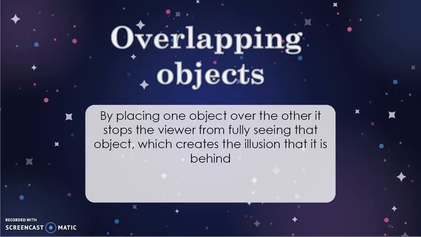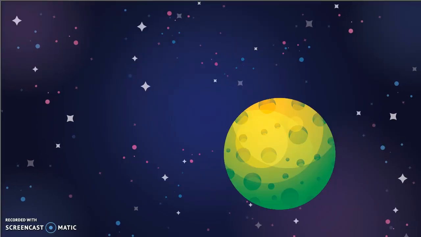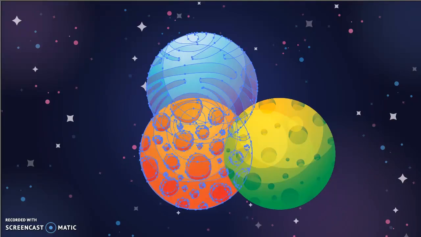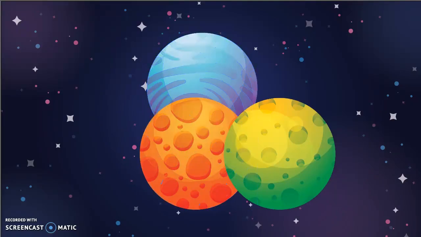The first way is by overlapping objects. By placing one object over the other, it stops the viewer from fully seeing that object, which creates the illusion that it is behind something. Here we see one object. Now, when we place 2 more objects behind them, we create the illusion of space.